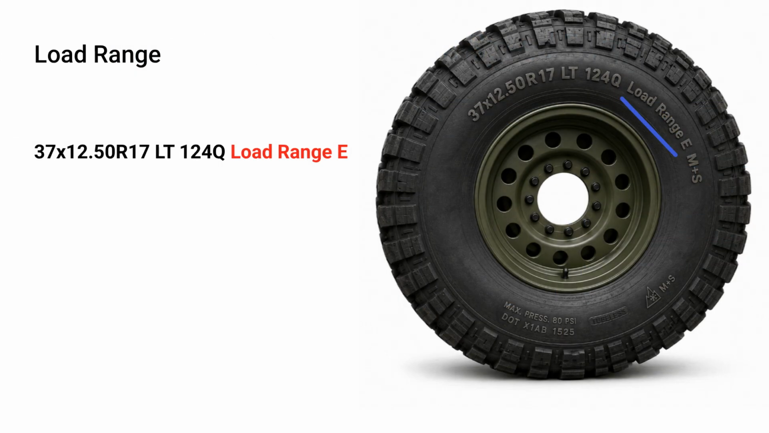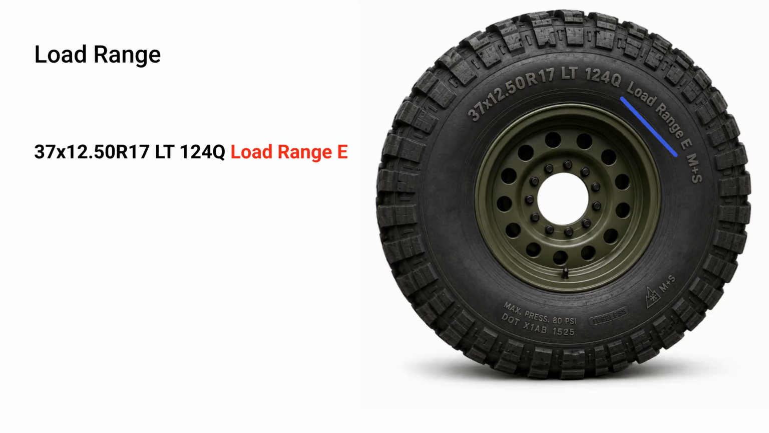Next, let us understand load range, another important marking found on many light truck, utility, and off-road tyres. Load range is a letter-based classification that indicates the tyre's structural strength and the level of inflation pressure and load it is designed to support. Common examples include load range C, D, E, and F.